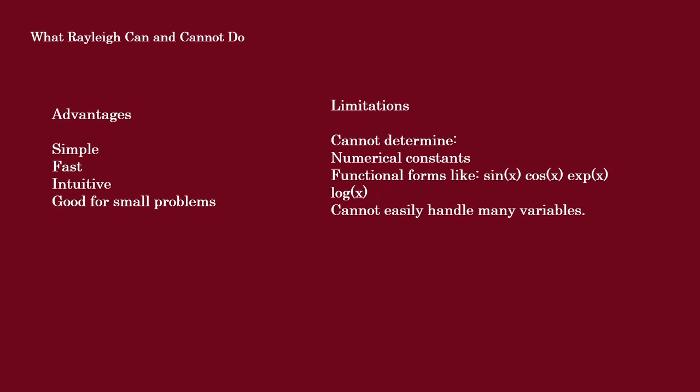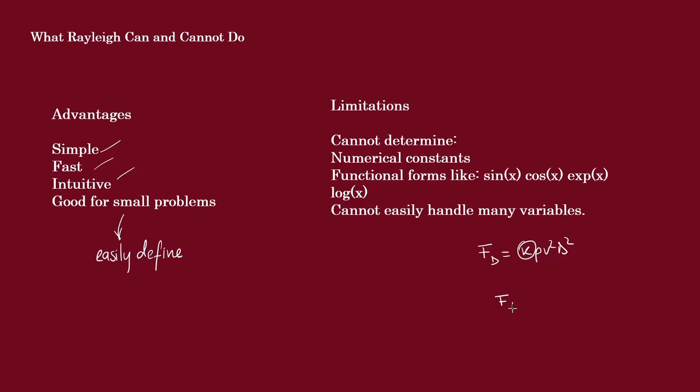So before we go, just a quick recap and see what Rayleigh's can do. Rayleigh's method is simple, it's fast, and it's intuitive, and it's good for small problems that you can easily define. So by define, I mean that you can easily state the necessary dependent and independent variables, as we did before, but cannot determine absolutely the numerical constants involved. So we were able to show that the drag force is going to be K rho V squared D squared, but we can't determine the exact value of these constants through Rayleigh's method.